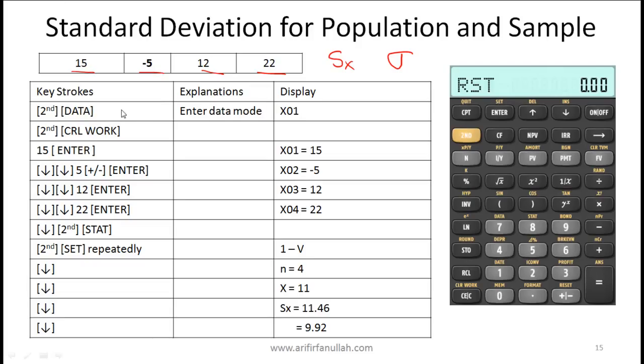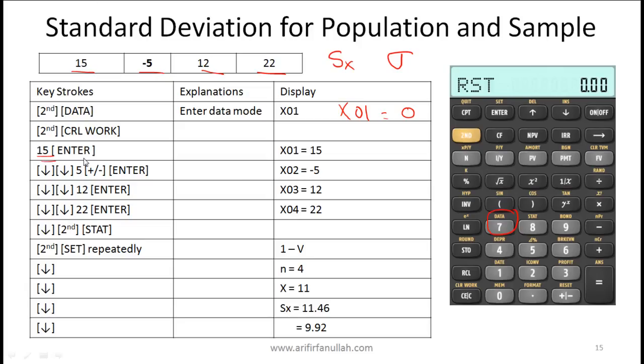The first thing that you do is get into the data mode by clicking second, and then data, which is right here. So second data, you will then see x01 equal to, if you've not entered anything before, you will see 0. But in case you see something there, or just to be safe anyway, click second and clear work. So that clears all the data items. Then you start inputting this data.